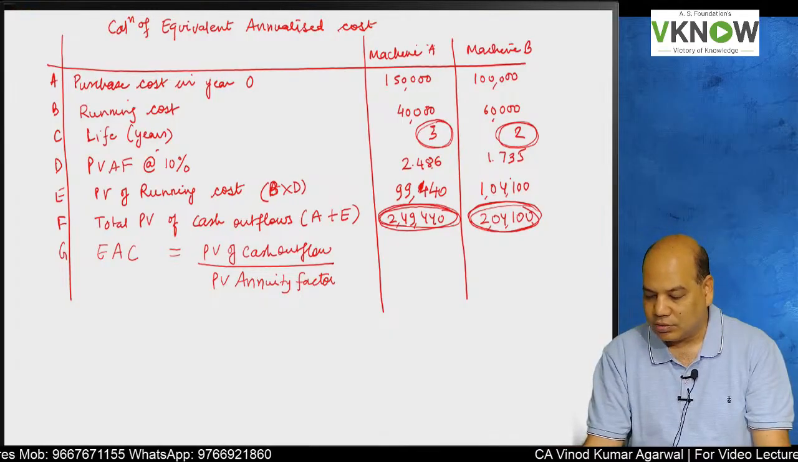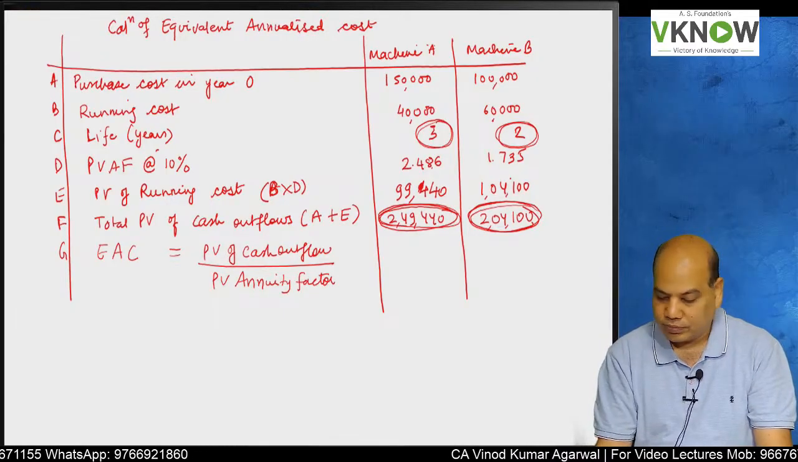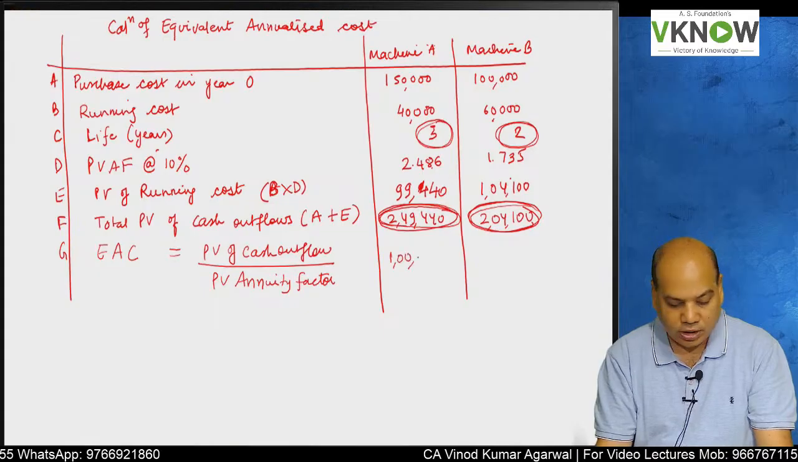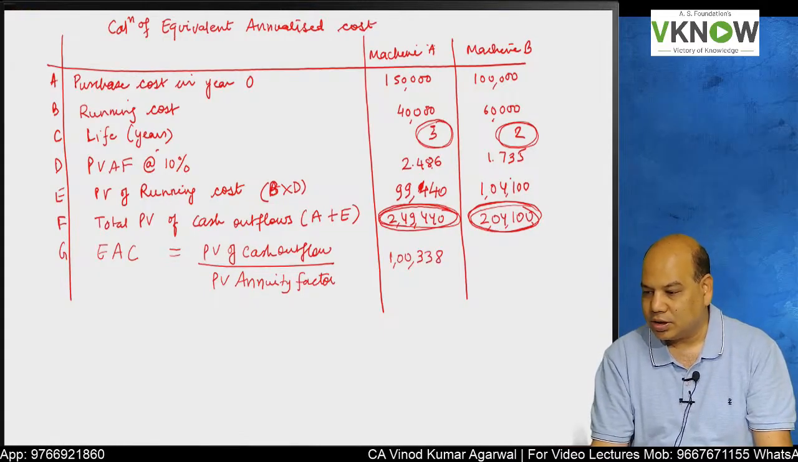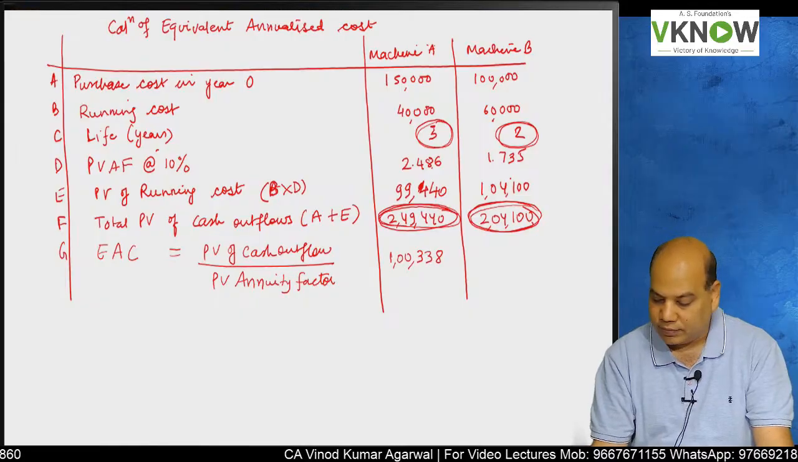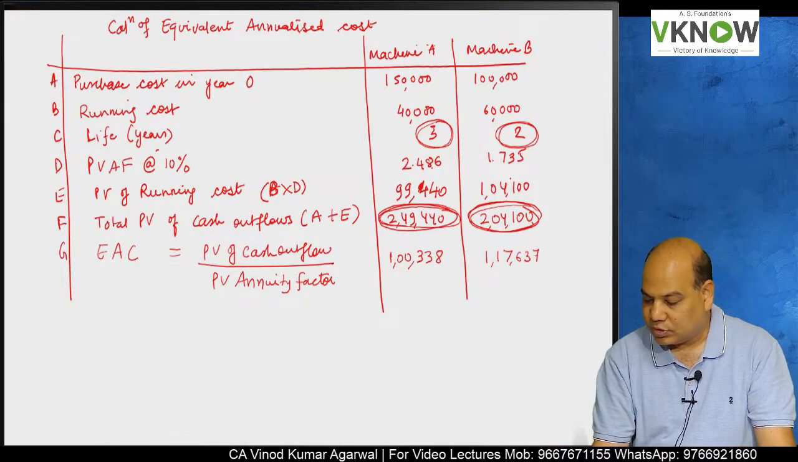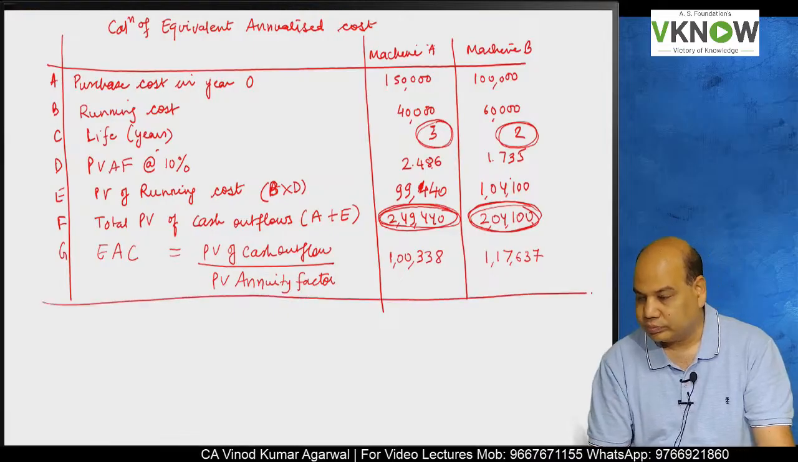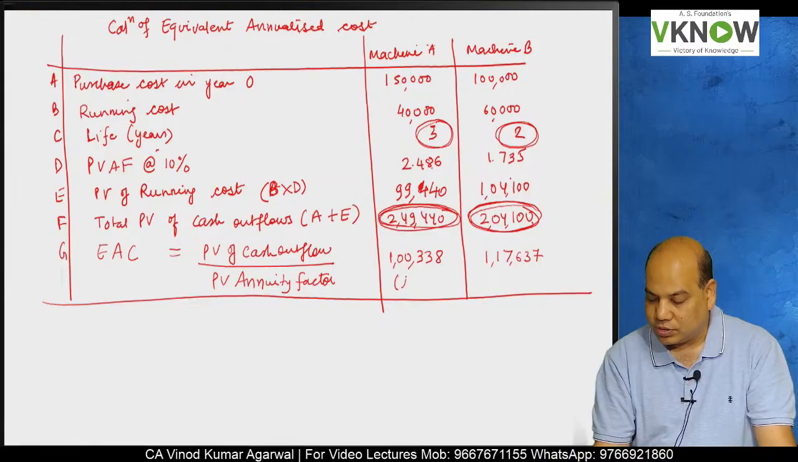So take on your calculator 2,49,440 divide by 2.486. Check the answer. 1,03,38 is right. And second column 2,04,100 divide by 1.735, so you will get 1,17,637. This is called equivalent annualized cost. This is lower.